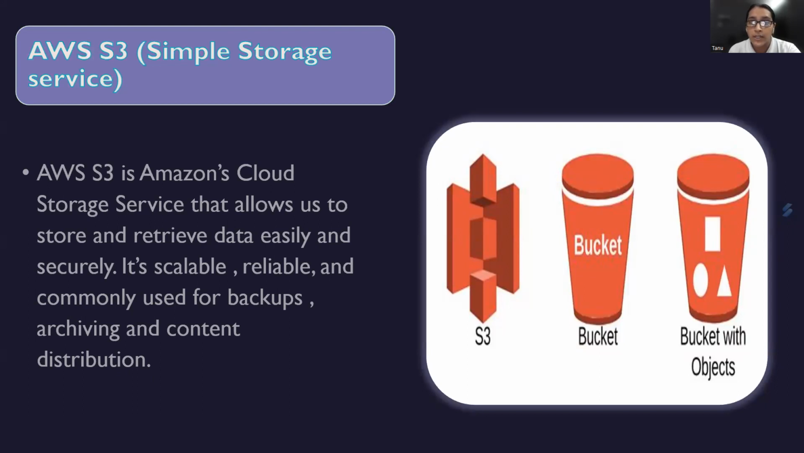So what do you understand by AWS S3? AWS S3 is basically an Amazon cloud storage service that allows us to store and retrieve data easily and securely. It is scalable and reliable, commonly used for backups and content distribution. As we can see in the diagram here is the S3. First of all we have to create a bucket. In the bucket we can then upload the object and store the files in the form of folders. So this is the simple storage service. We can store all the data and retrieve it from anywhere.